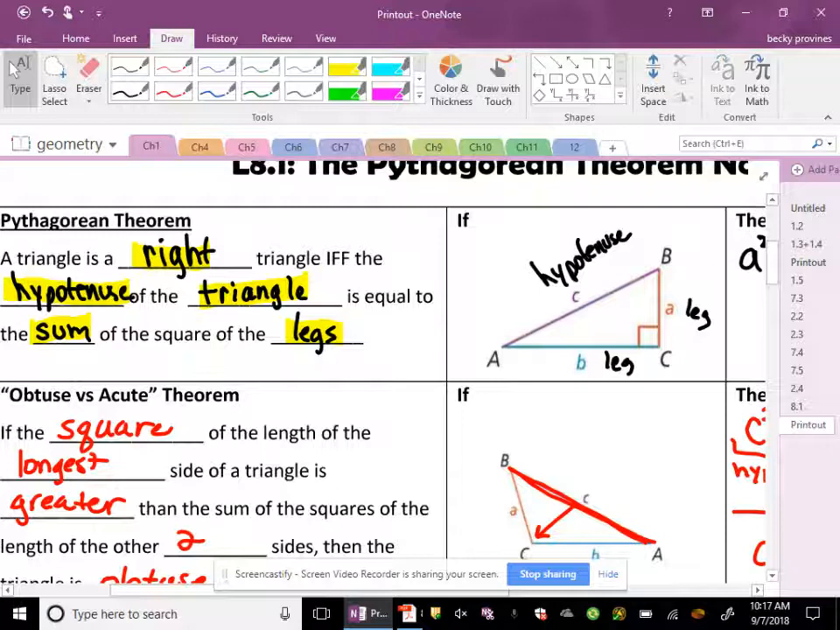Okay, so let's look at the picture. The two sides here that come together to make the right angle, those are called your legs. Make sure you know that. Now the longest side here, opposite the right angle, you find the right angle, and it's always directly across. That is your hypotenuse. It's always the longest side.